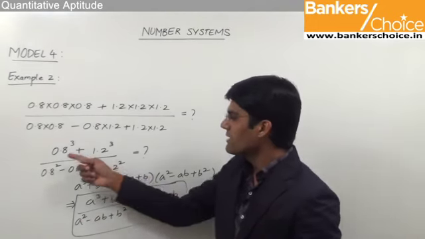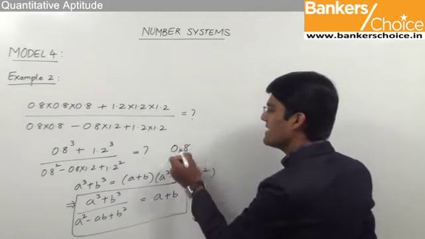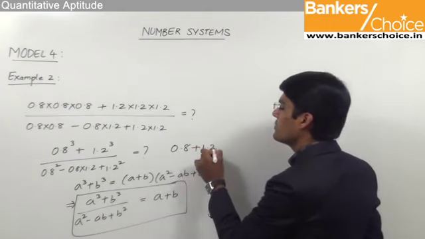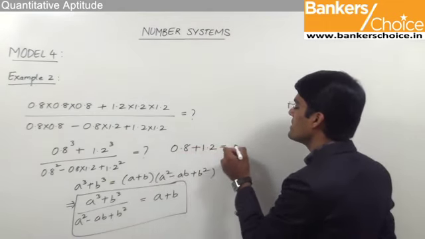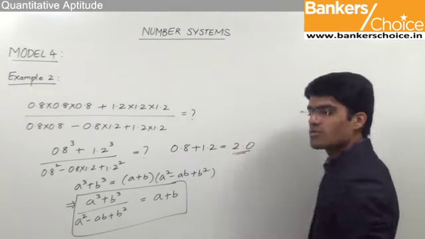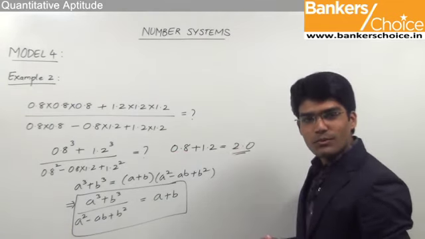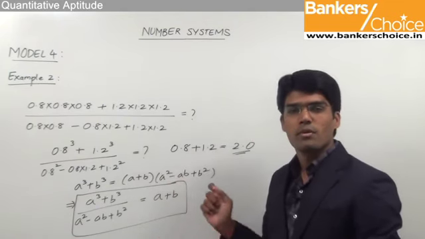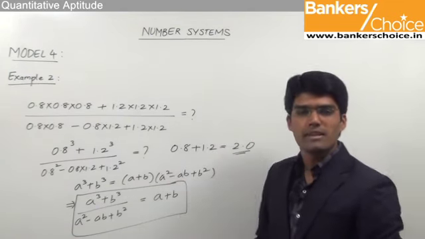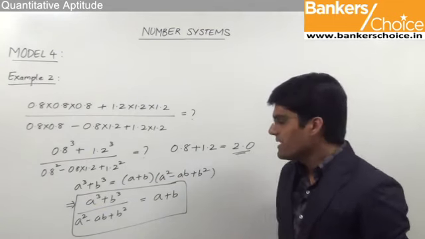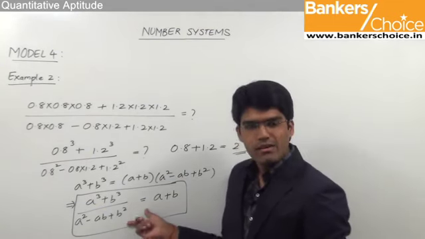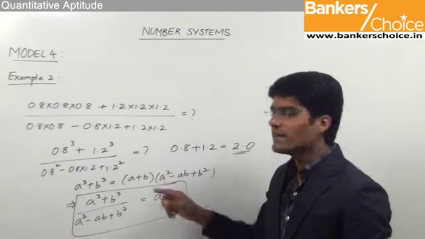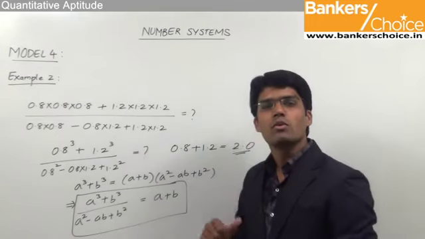So in the given question, a is equal to 0.8 and b is equal to 1.2. So 0.8 plus 1.2 is equal to 2.0. So the answer for this question is 2. This is how you can solve such questions by applying the proper formula among the various formulae that we have discussed. Remember friends, if you don't get this idea of solving the question, then it is better that you leave this question and go to the next one.